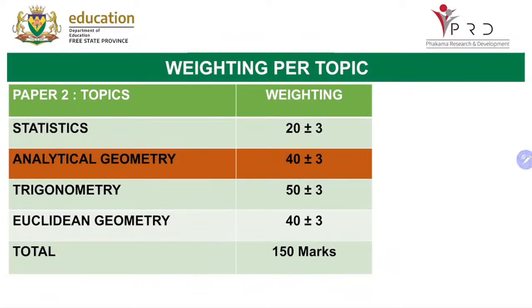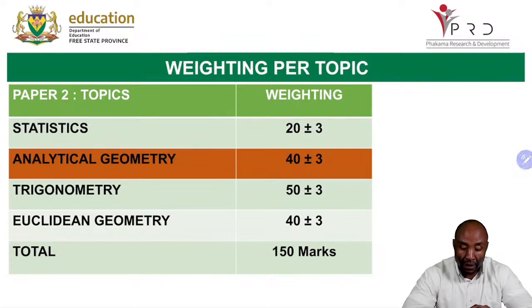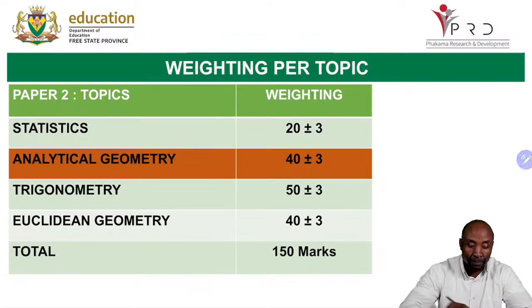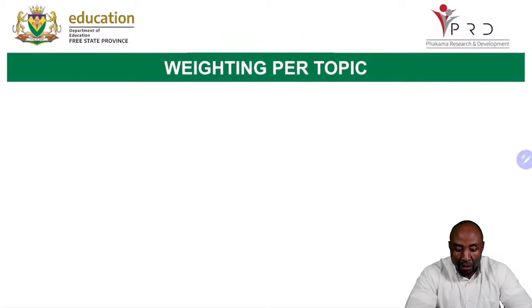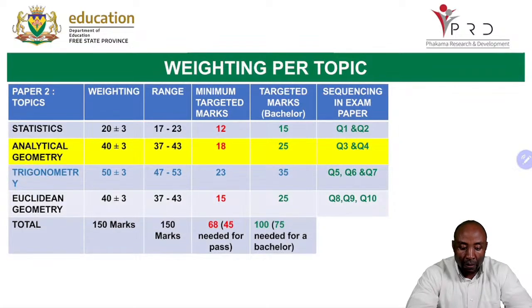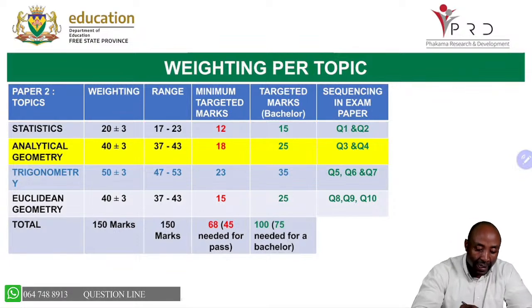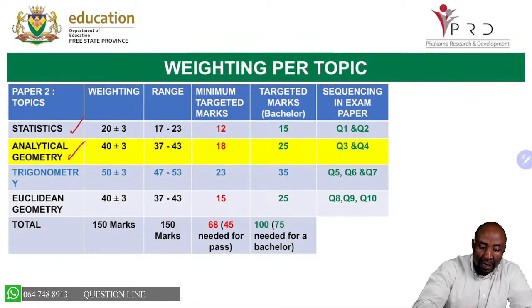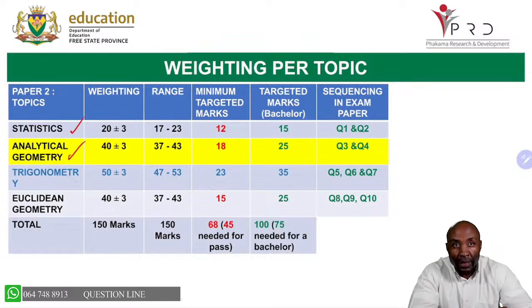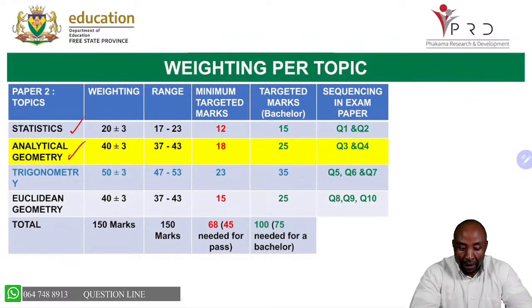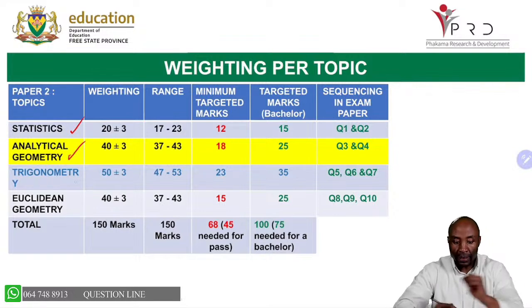So our topic for today is analytical geometry, which has between 37 and 43 marks in our final paper. And the other topics that we have for paper 2, we have 4 topics. We have trigonometry, Euclidean geometry, we have done statistics. Today we are doing this one. So these two, we will do them a day before we write paper 2. It doesn't stop us from practicing them, but there are things there that we'll talk about towards the exam, and we need them fresh before we write.